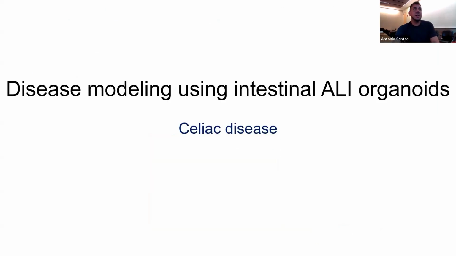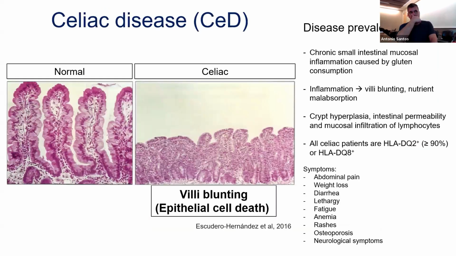So now I'm going to talk about celiac disease, which is the disease that I modeled using this system. And this is an image of how a small intestine tissue looks like on the left-hand side. That's the normal, that's how it's supposed to look. But when a celiac person eats gluten, like bread or pizza, they get destruction of the epithelium. The medical term for that is villi blunting, and that basically is epithelial cell death.